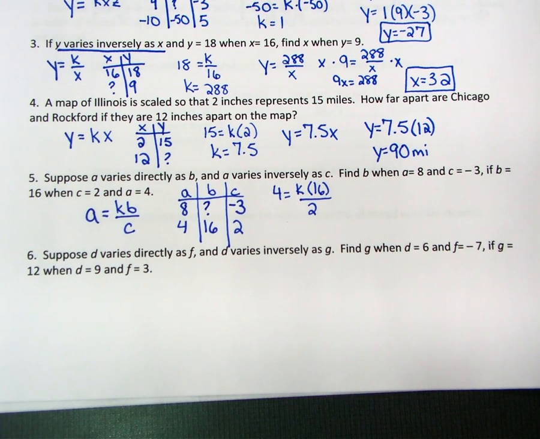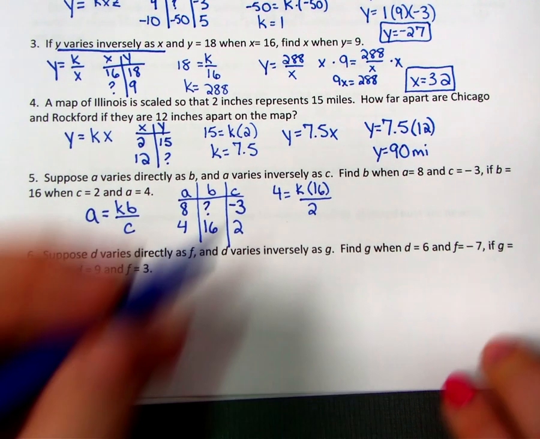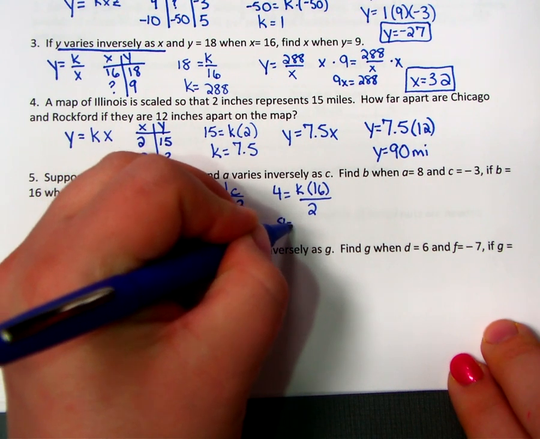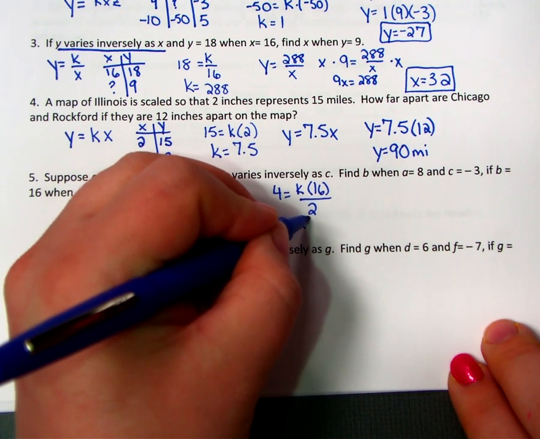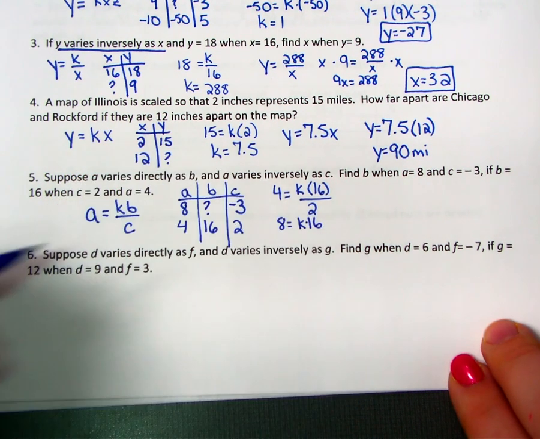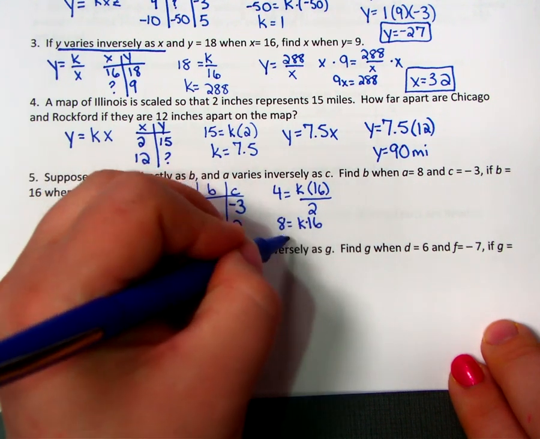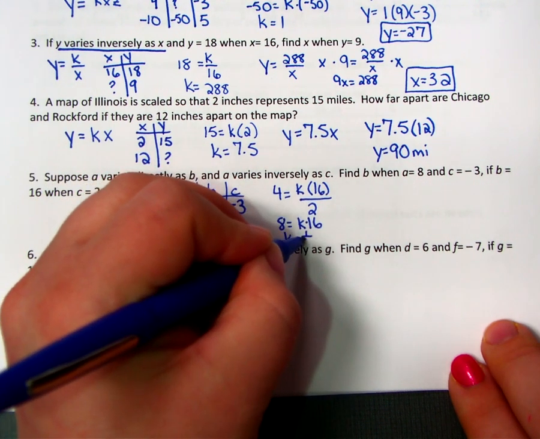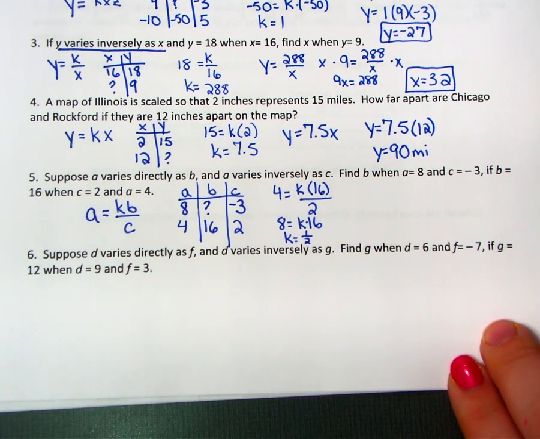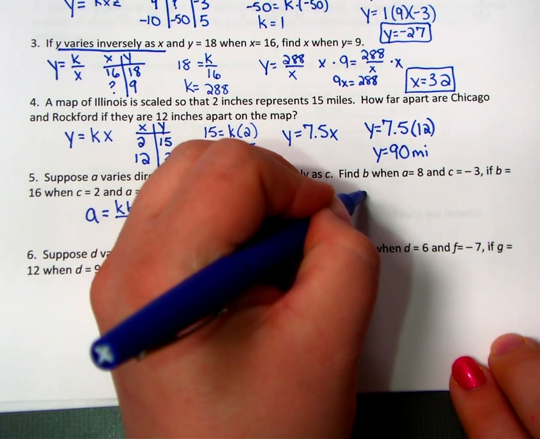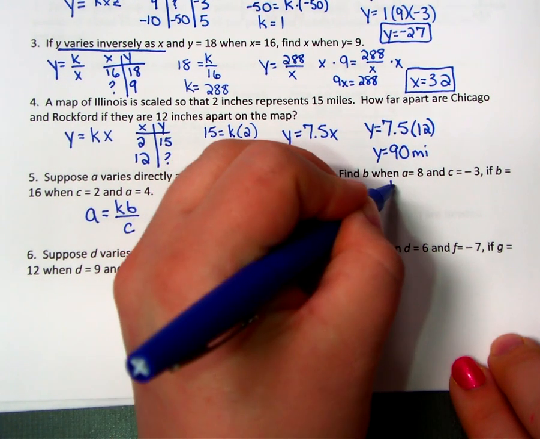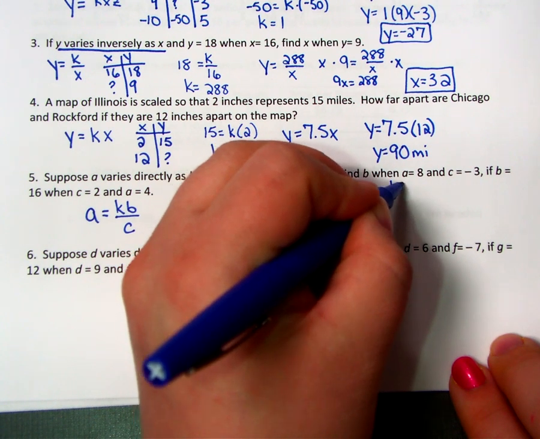To solve this, we multiply by 2 on both sides. So I have 8 equals K times 16. Then divide by 16 on both sides. So K is equal to 1/2 or 0.5. So we plug it back into our equation. A equals 1/2 or 0.5 B over C.